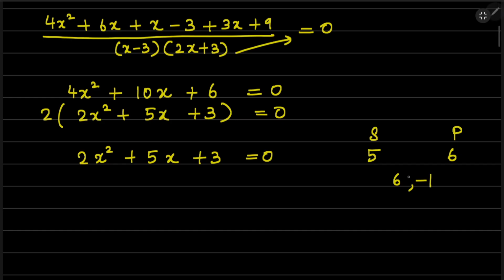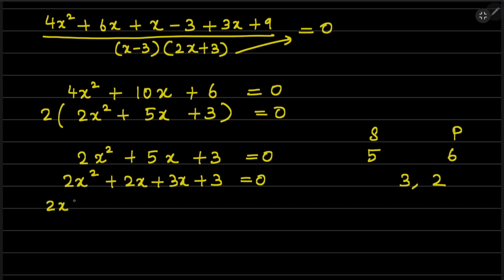6 minus 1 is 5. But 6 multiplied by minus 1 is minus 6. So this cannot be an option. Let us erase it. The other option is 3 twos are 6. Yeah, 3 plus 2 is 5, 3 into 2 is 6. So the middle term, 5x, can be written as 3x plus 2x. So let me write it: 2x square plus 2x plus 3x plus 3 equal to 0.